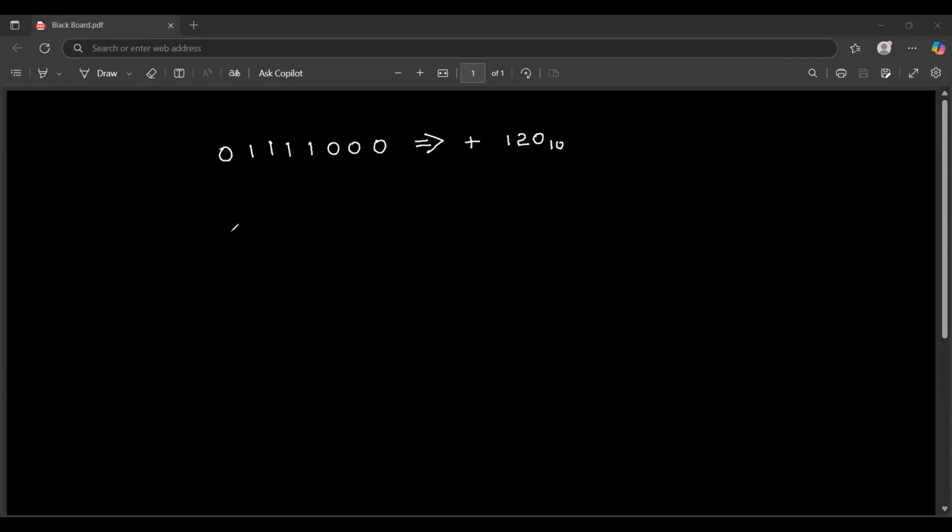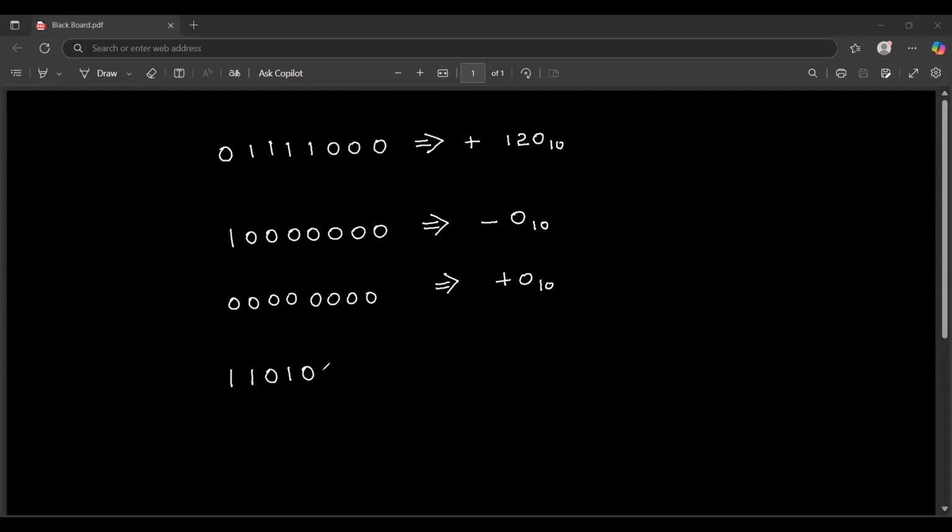Well, what about 1, 0, 0, 0, 0, 0, 0, 0? Here we have negative 0 to the base 10. And for 0, 0, 0, 0, 0, 0, 0, 0, here we have positive 0 to the base 10. So this is why it's inefficient.